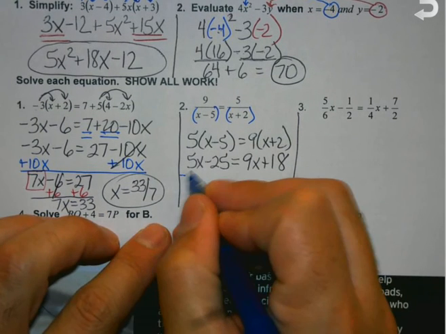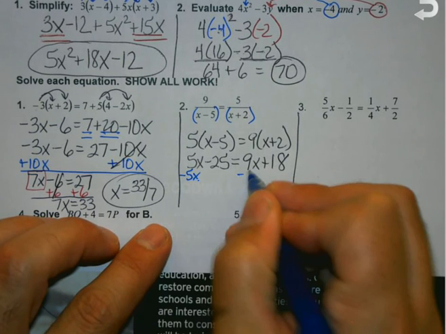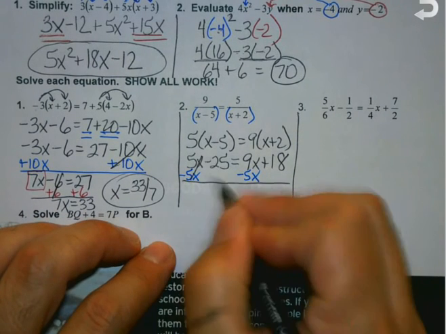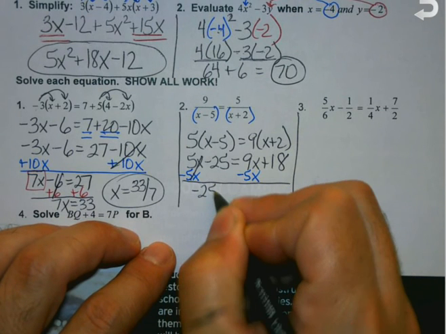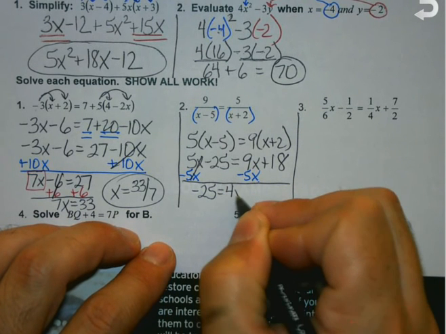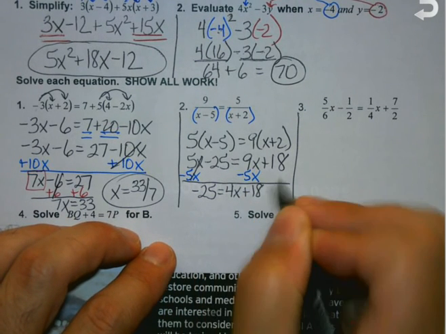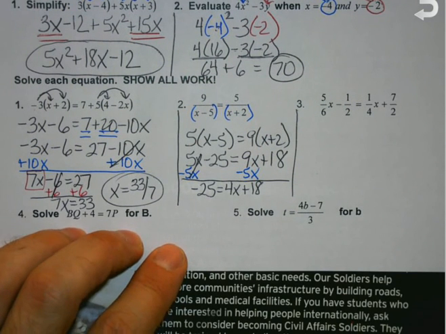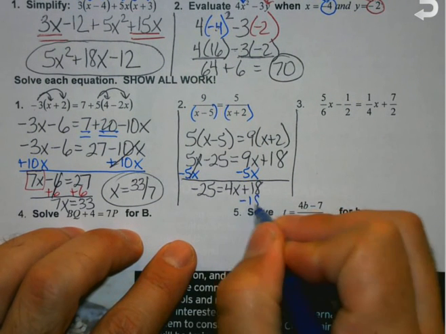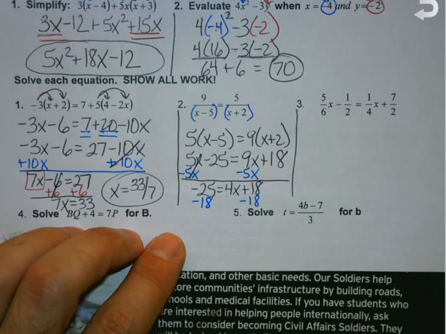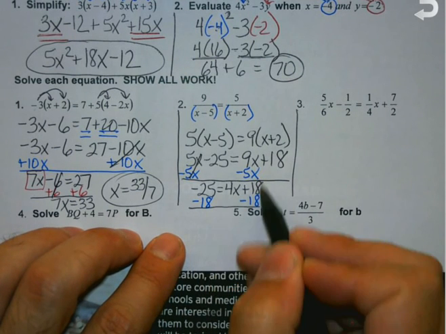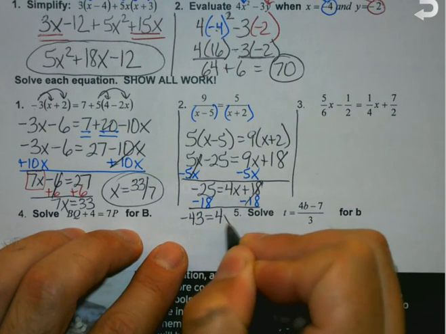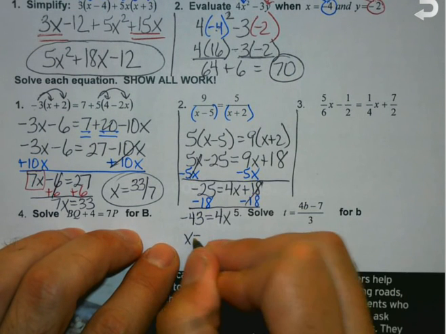And now it's a lot like number 1 was, where I'm going to work on getting all of my variable terms to one side. And again, I'm going to get an answer that doesn't come out real pretty, but that's okay. Divide by 4.